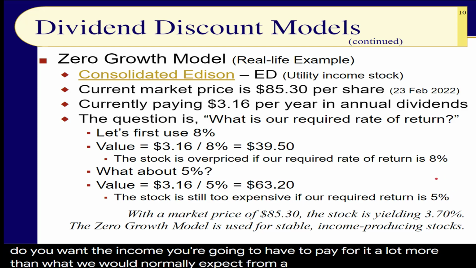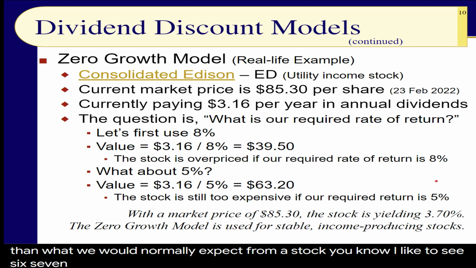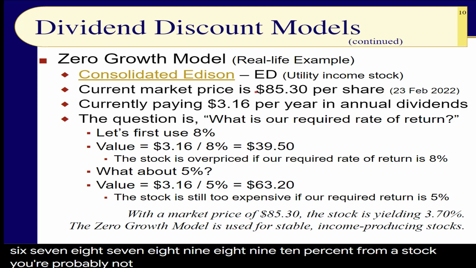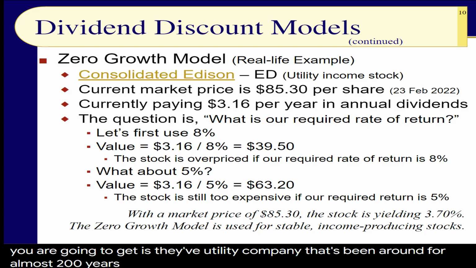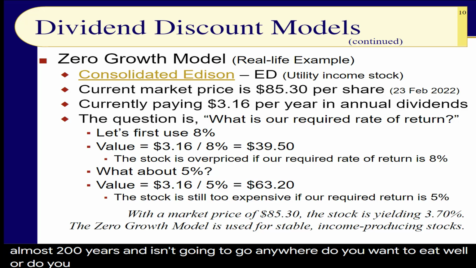I like to see 6, 7, 8, 9, 10% from a stock. You're probably not going to get it from Consolidated Edison. But what you are going to get is a utility company that's been around for almost 200 years and isn't going to go anywhere. Do you want to eat well or do you want to sleep well? That's the zero growth model.